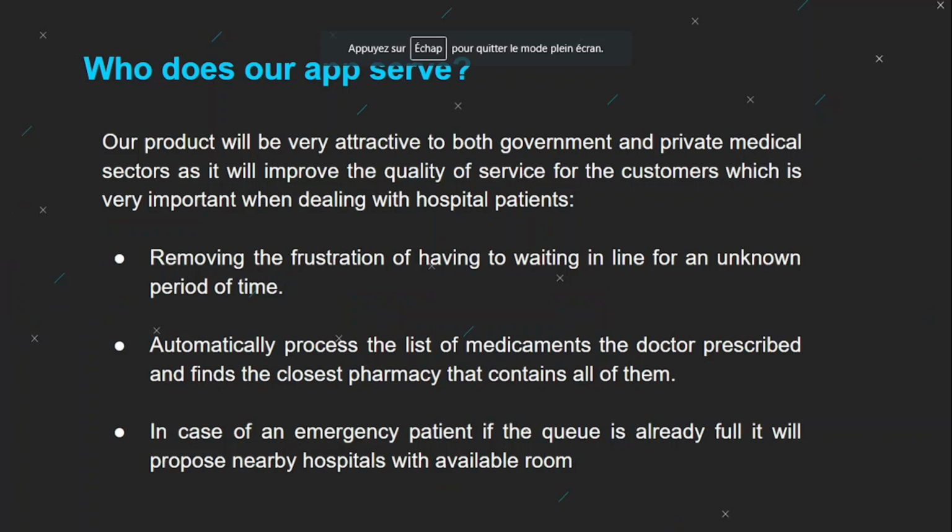Who does our app serve? Our product will be very attractive to both government and private medical sectors, as it will improve the quality of service for the customers, which is very important when dealing with hospital patients. It will do so by removing the frustration of having to wait in line for an unknown period of time, automatically process the list of medicaments the doctor prescribed, and find the closest pharmacy that contains them all. In case of an emergency patient, if the queue is already full, it will propose nearby hospitals with available room.